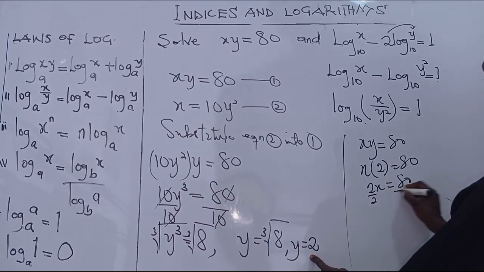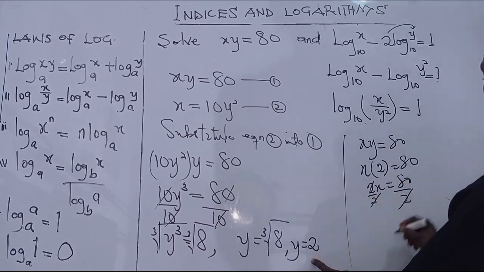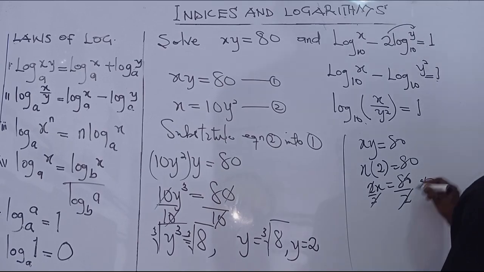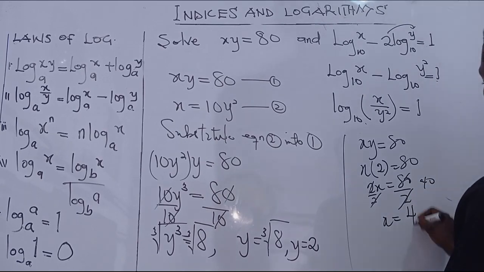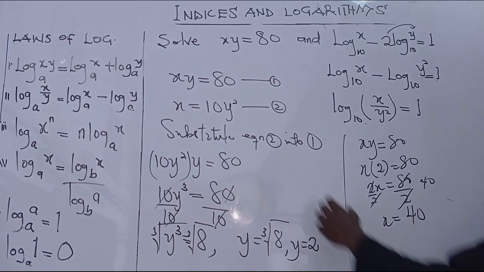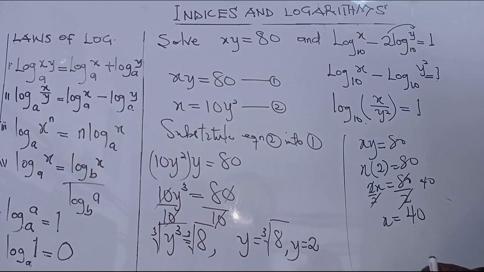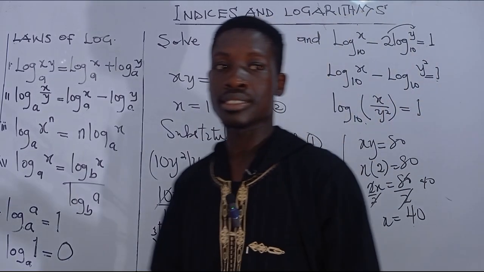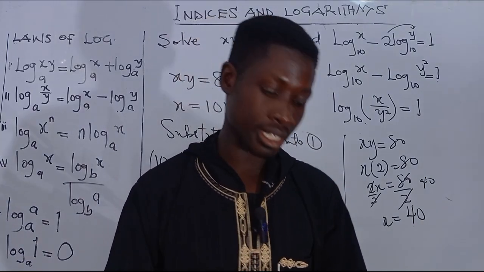Let's divide both sides by 2. This and that will go. We have what? 40. So our x is equal to 40. So the value for x and y that satisfy these two logarithmic equations are x is equal to 40 and then y is equal to 2. As easy as that. Let's look at our last example.